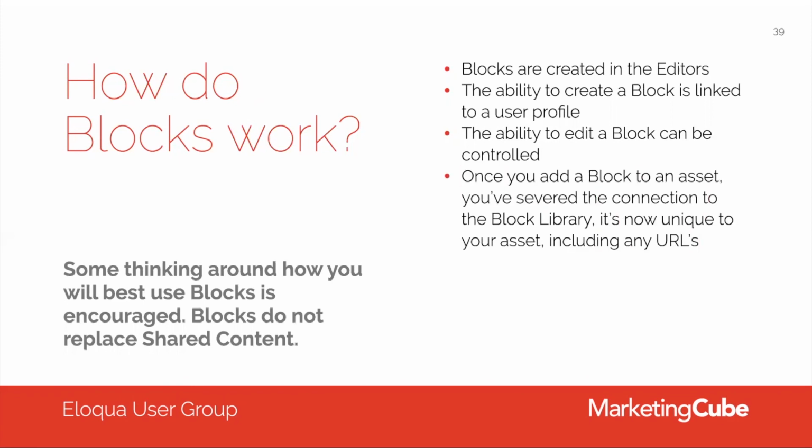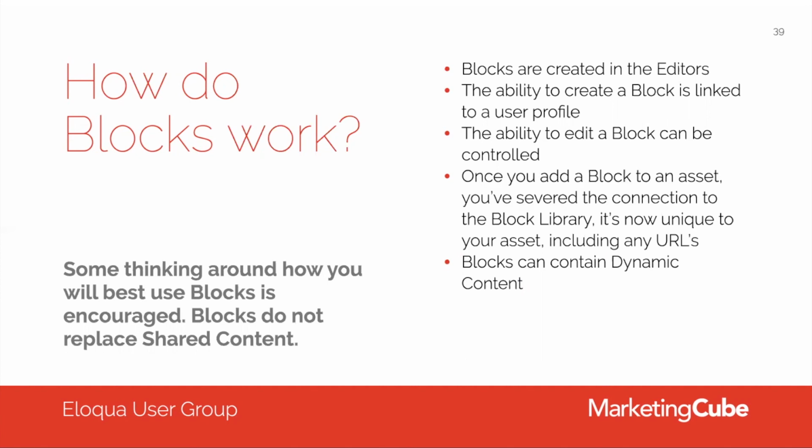Now, the key thing, and this is something that came up through the testing process, once you add a block to an asset, you have actually severed the connection to the block library. That's important because it's now a unique asset attached to that one email, and that very specifically also relates to any URLs that are sitting in that block. If we didn't sever the connection, you would get very vague reporting of asset performance. Whereas here, you'll have asset performance based on its engagement in that particular email. So that's a good thing.